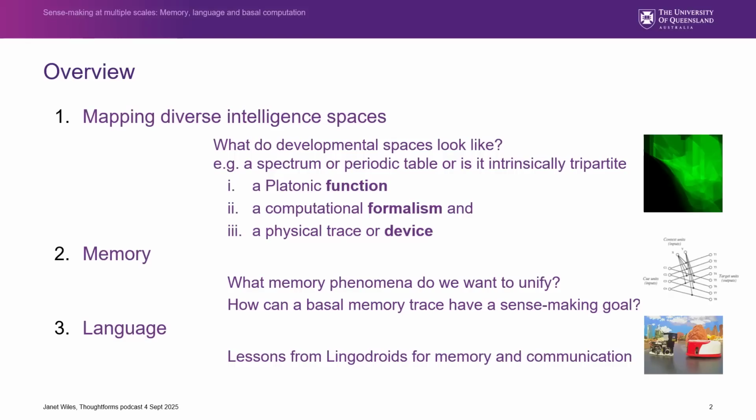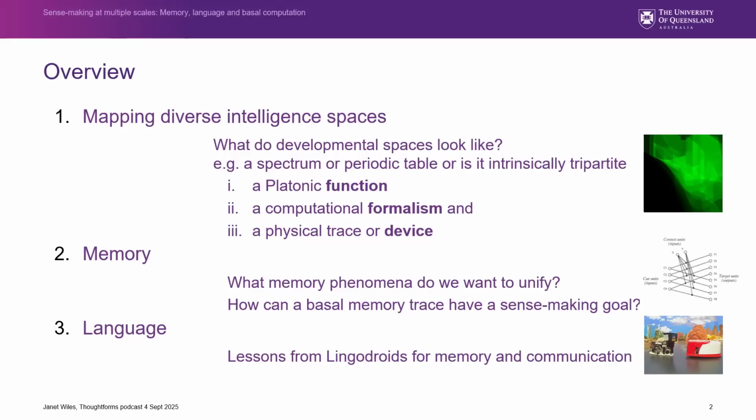But one is this concept of mapping diverse intelligence spaces and what particularly developmental spaces look like. And one of the questions that's come up as I listen to your podcast is asking, when we try and unify something like the electromagnetic spectrum, we end up with a spectrum or a periodic table. But when we try and think about developmental spaces, what is it we're looking for?